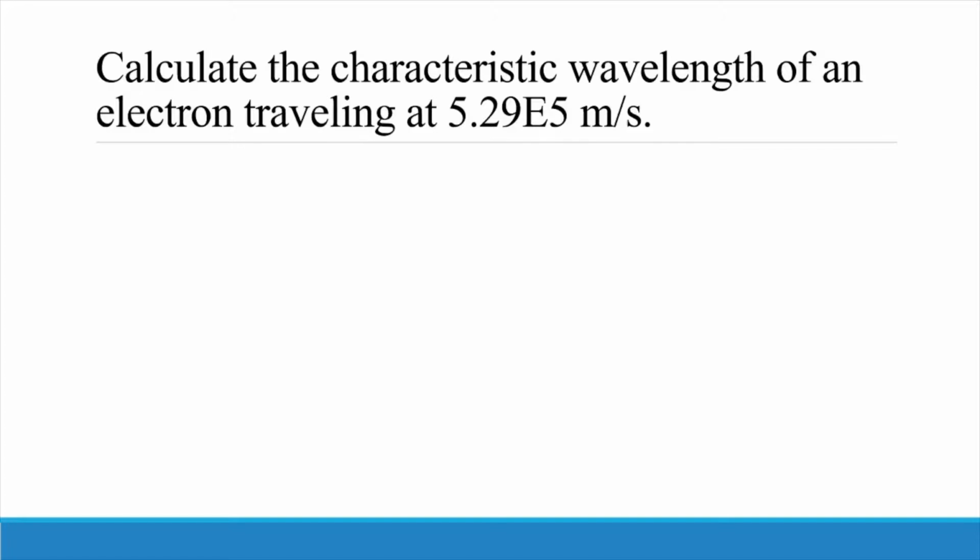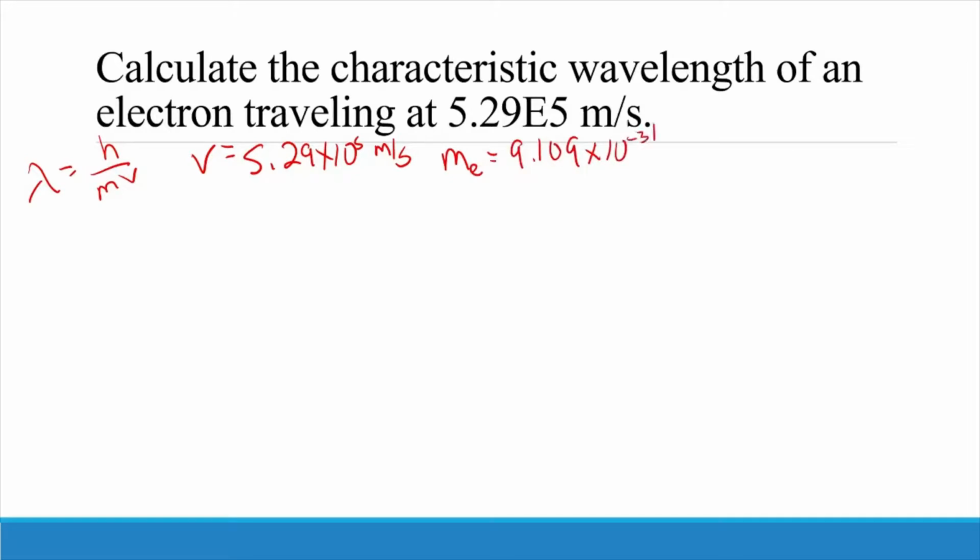Okay, calculate the characteristic wavelength of an electron traveling at 5.29 times 10 to the 5th meters per second. So this is a de Broglie wavelength question. Lambda is equal to h over mv. V, we're told, is 5.29 times 10 to the 5th meters per second. We know h, we know the mass of an electron, 9.109 times 10 to the negative 31st. So this is a nice plug and chug for us.